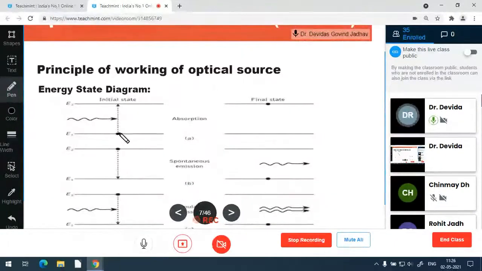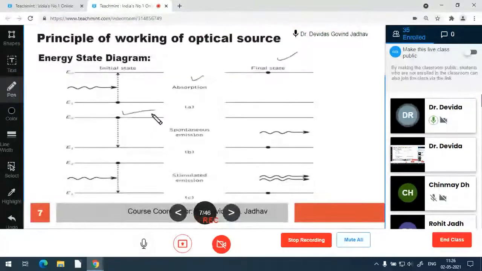Initially, the atomic condition is at lower energy valence energy state, and one photon gets absorbed and it goes into the final state, the conduction energy state. This is the absorption of photon. If initially the atom is at the higher energy state, conduction state, and spontaneously, randomly it emits the photon like this, then this atom goes into valence energy state, lower energy state. So this is spontaneous emission, observed in LED.